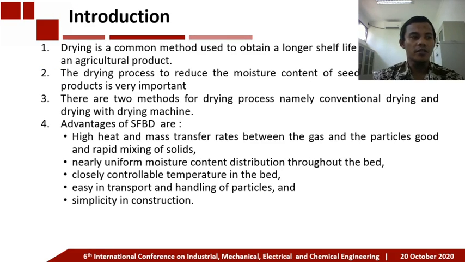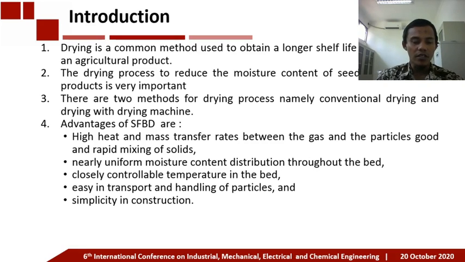For the introduction, we all know that drying is a common method used to obtain a longer shelf life of material from agriculture products. The main purpose of the drying process is to reduce the moisture content of seeds or agriculture products, which is very important. And then there are two methods for the drying process, namely conventional drying and drying with a drying machine.